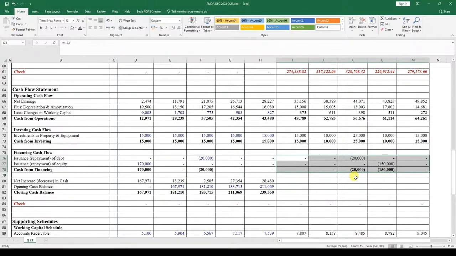The net increase or decrease in cash is a formula because you can see it right above over here. We're going to add cash from operations. We subtract cash from investing because that's money going out, and then we add cash from financing so that we can get the decrease or increase in cash. Drag that towards the right.